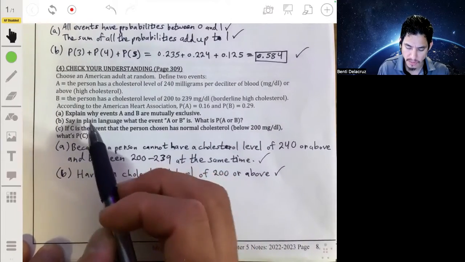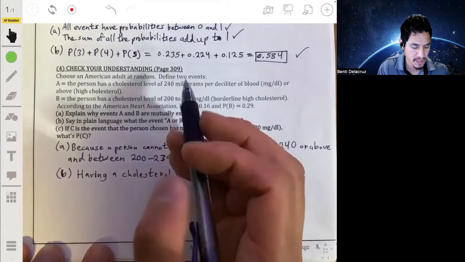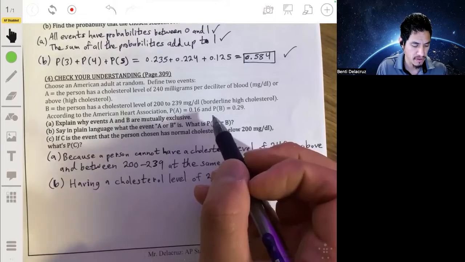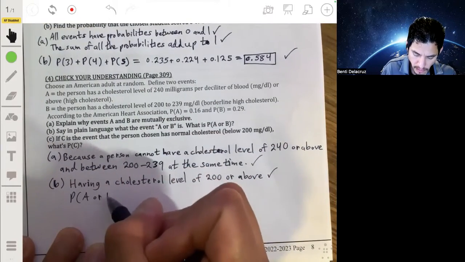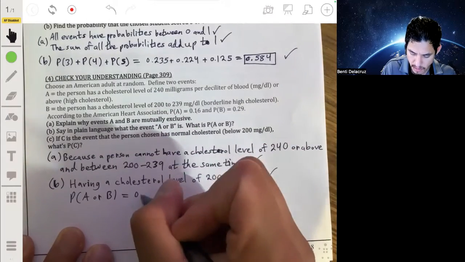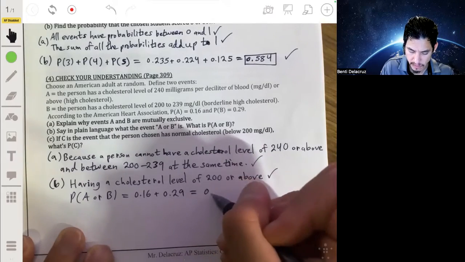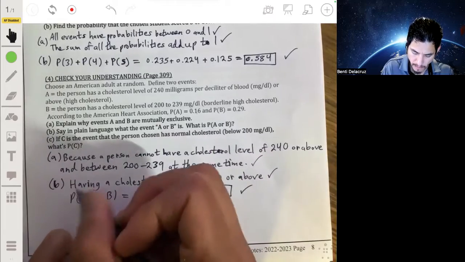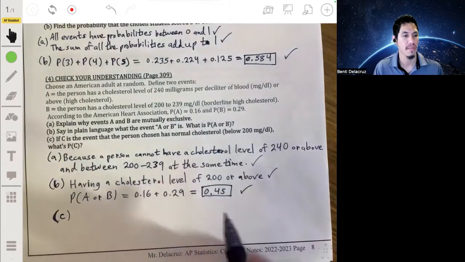And then what's the probability of A or B? Well, since you can't get them both, you just add them up. You just add the probability of A to the probability of B. So the probability of A or B is just going to be 0.16 plus 0.29. That'll give us 0.45. All right, part C.